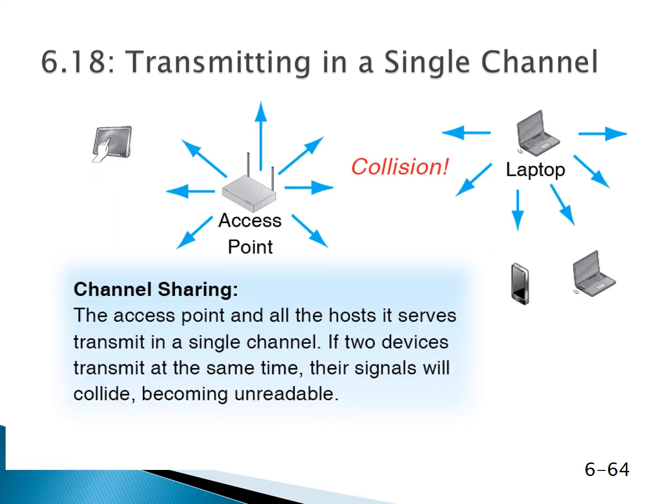Another issue with the wireless access point is channel sharing, because we know one wireless access point only operates in one chosen channel at a time, right? So when you have multiple people using the same access point, like a laptop and a phone at the same time, there will be a collision if they transmit data at the same time. The signals will collide and become unreadable because they are in the same channel.